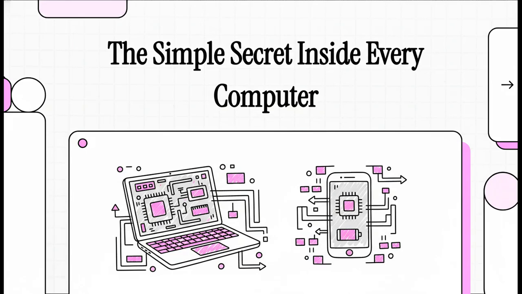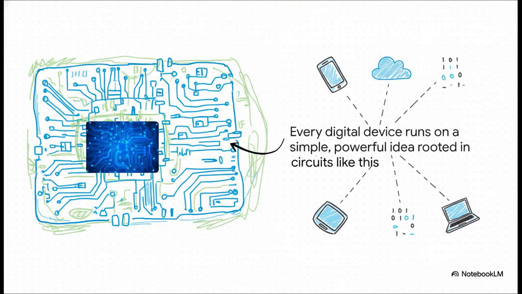Ever stop to think what's actually happening inside your phone? I mean, it seems super complex, right? Well, today we're going to pull back the curtain on this one simple but really powerful secret that runs it all. Just take a look at this. It's a circuit board. Looks like a tiny futuristic city, doesn't it? A maze of shiny lines and little components all humming with electricity.